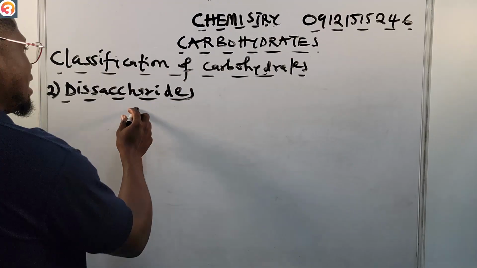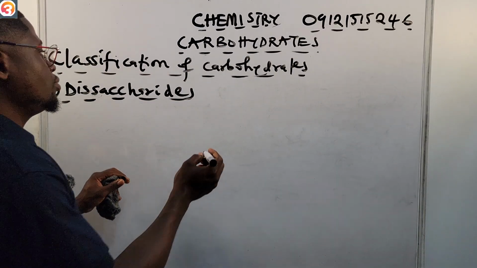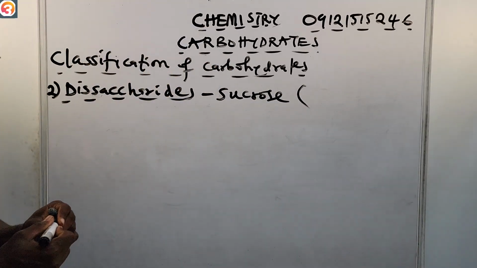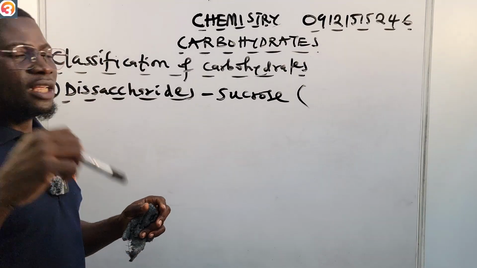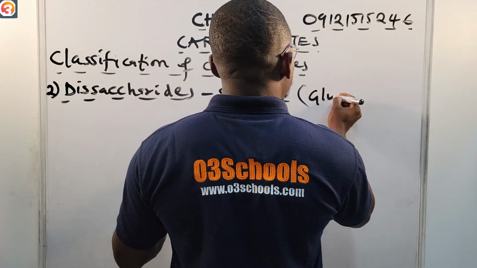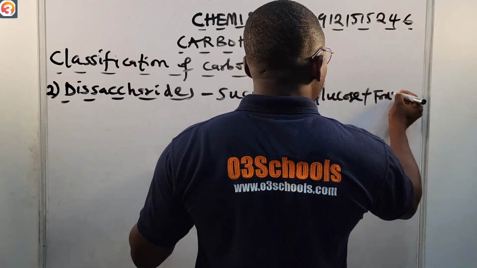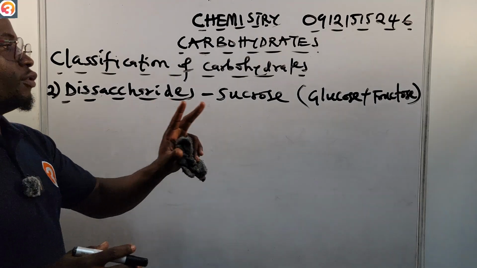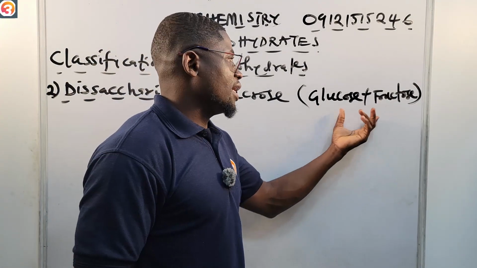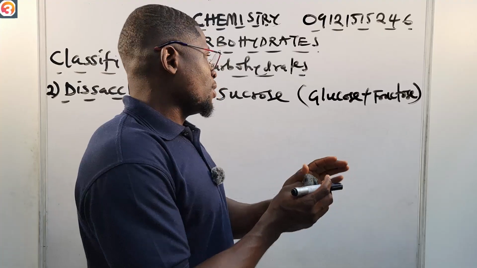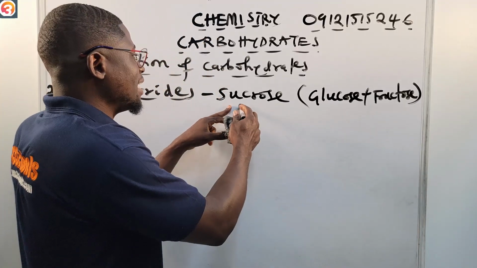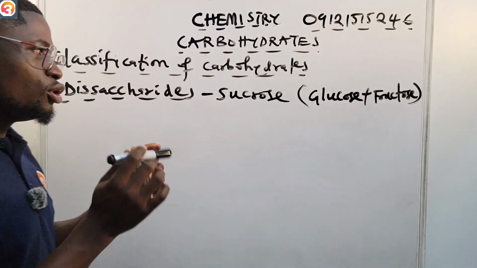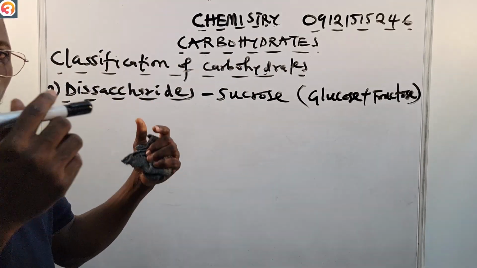An example of a disaccharide is sucrose. Sucrose is gotten when you add glucose with fructose. When you add glucose plus fructose, you get sucrose. So these are two simple sugars, or two monosaccharides, and adding them together gives your sucrose. You can also break down this sucrose into glucose and fructose. There's an enzyme that helps you to break down a disaccharide into two simple sugars.